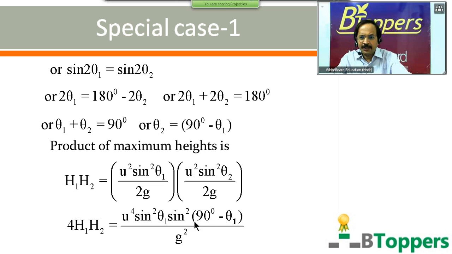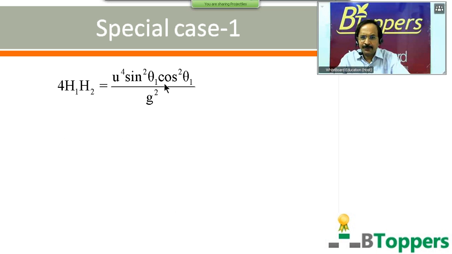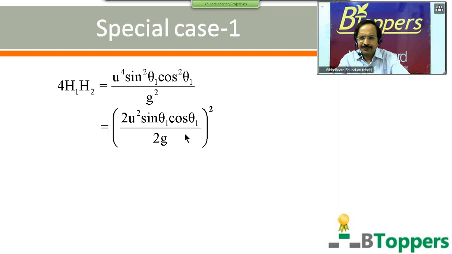Sin 90 minus theta 1, I can substitute as cos theta 1. So 4 h1 h2 equal to u power 4 into sin square theta 1 into cos square theta 1. This you can write by multiplying and dividing with 2, putting a common square: 2u square sin theta 1 into cos theta 1 by 2g, whole square. 2 sin theta 1 into cos theta 1, you can write as sin 2 theta 1. The denominator, 1 by 2 whole square, you can write as 1 by 4. U square sin 2 theta 1 by g gives you the range R of the projectile.